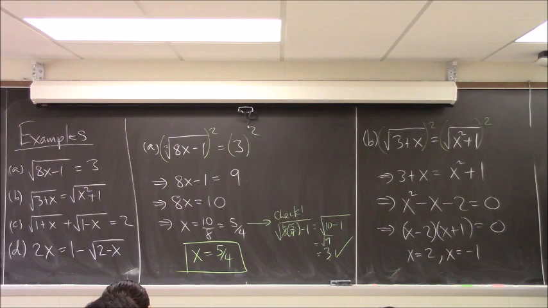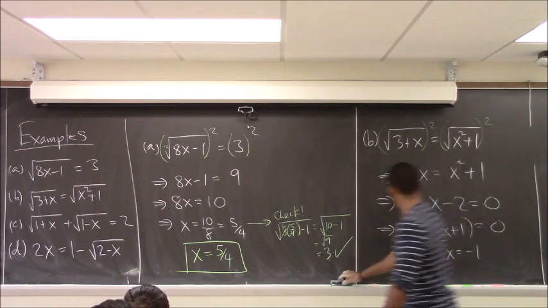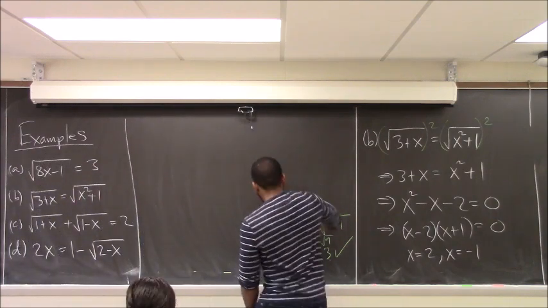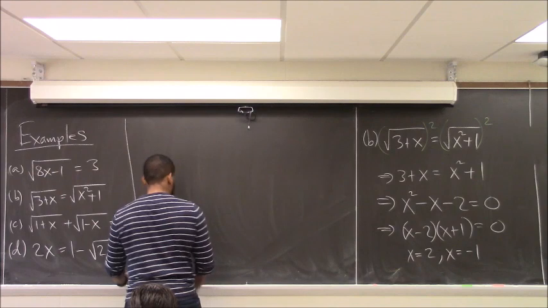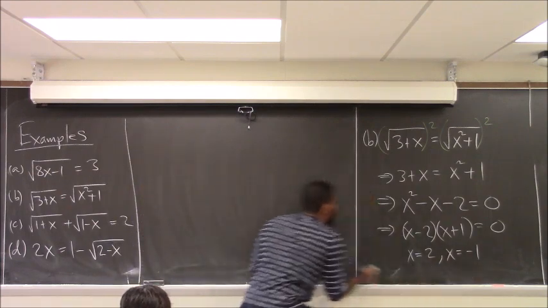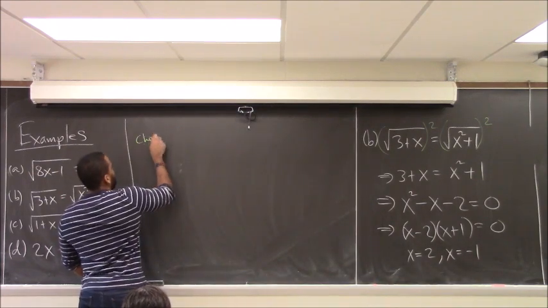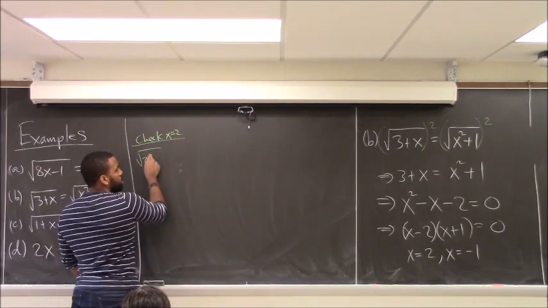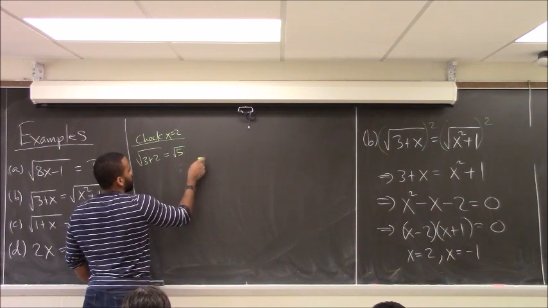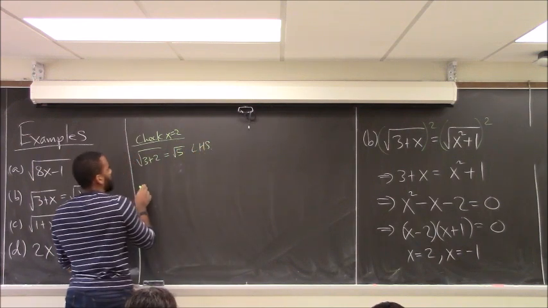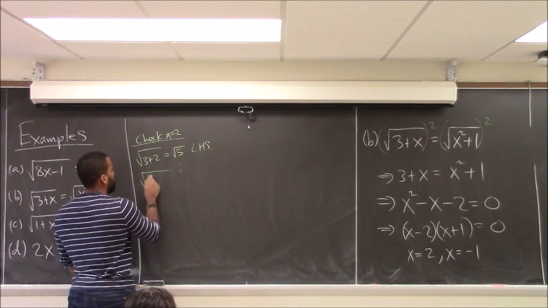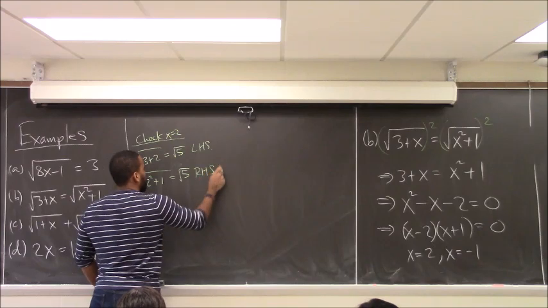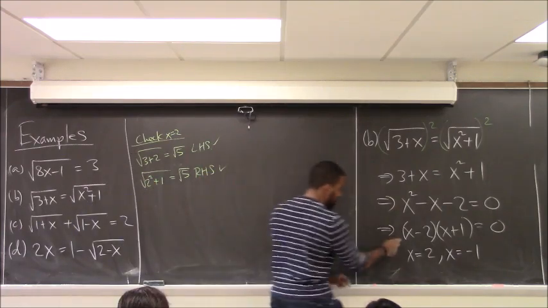Now I need to check that both of these actually work. Over here, check x equals 2. Then I would have the radical of 3 plus 2 equals radical of 5. That's the left-hand side. And the right-hand side would be the radical of 2 squared plus 1. That's also radical of 5, which is the right-hand side. So this one checks out, and this is a part of the solution.